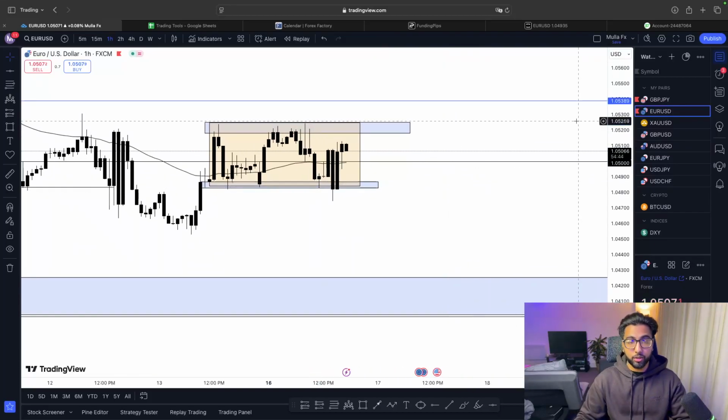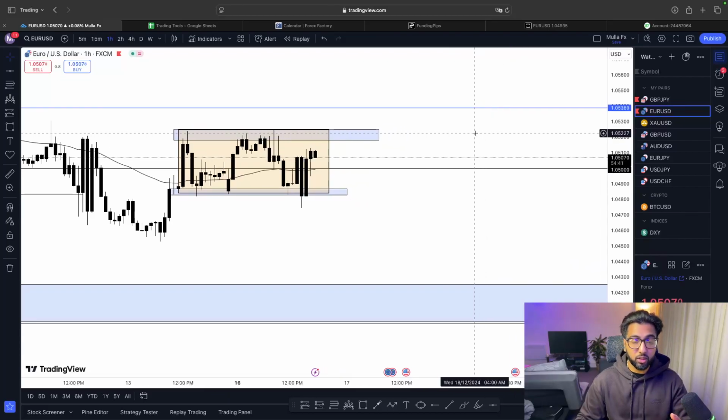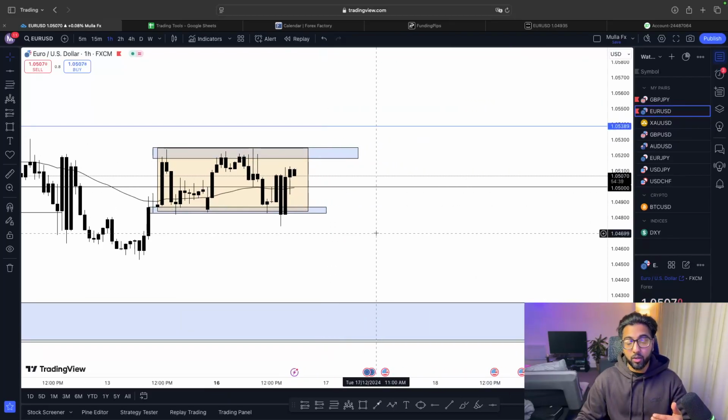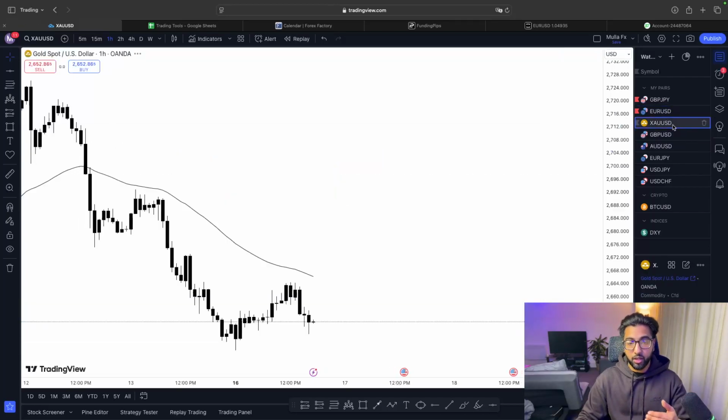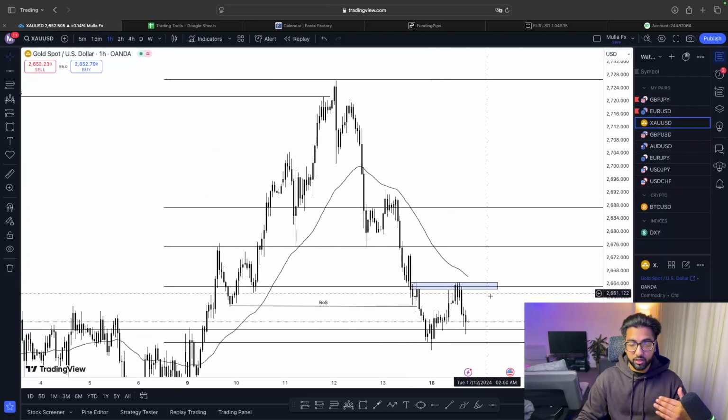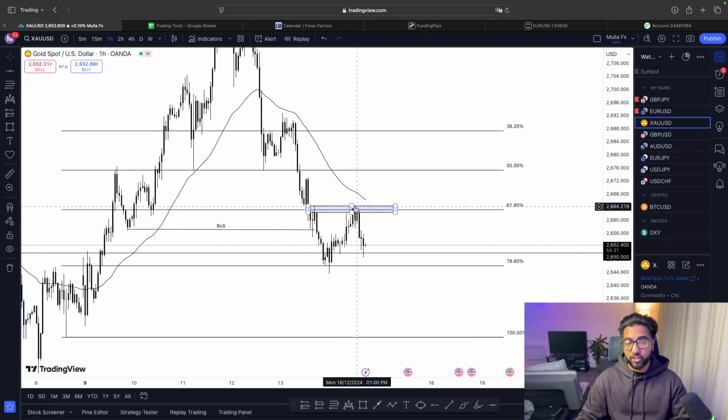I'm not going to look at Euro USD for this week because it looks like it's just consolidating. And until I see price break one of these areas, I'm going to be fine. So now it prevents you from placing trades. Gold. I did some analysis on gold and I said to myself, I want to see some sort of reaction at this area.